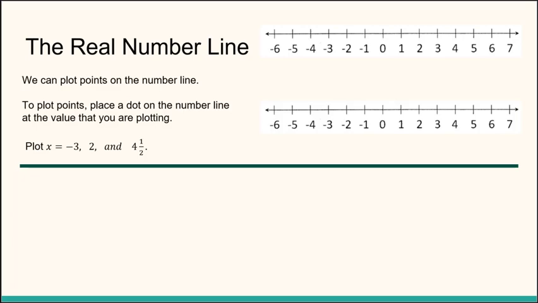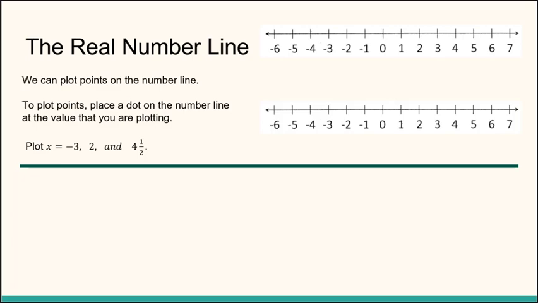I have a couple of real number lines sitting here for you. It's just a line and it has all the real numbers on it. You can represent it by counting by ones as I've done here. This number line goes from -6 all the way up to 7. So -6, -5, -4, and I counted by ones and went on up to 7.